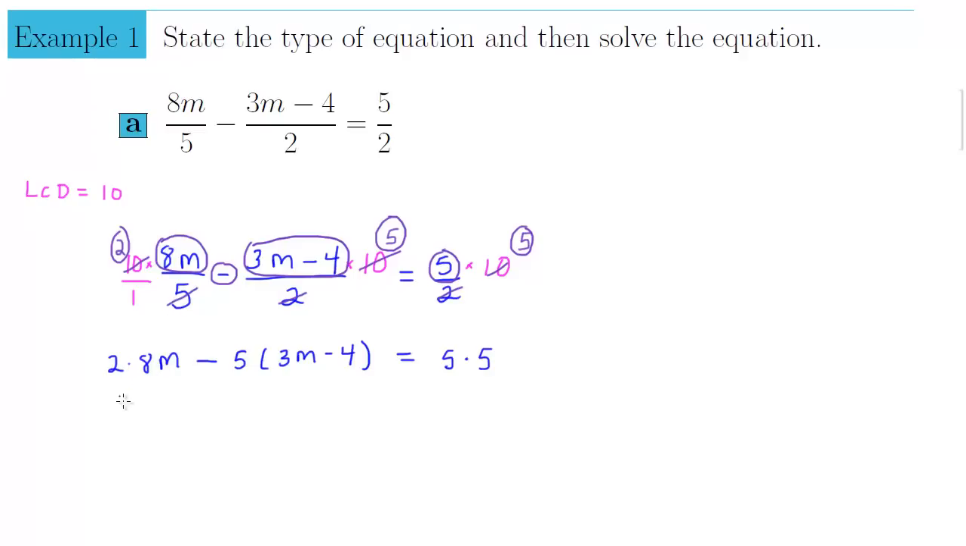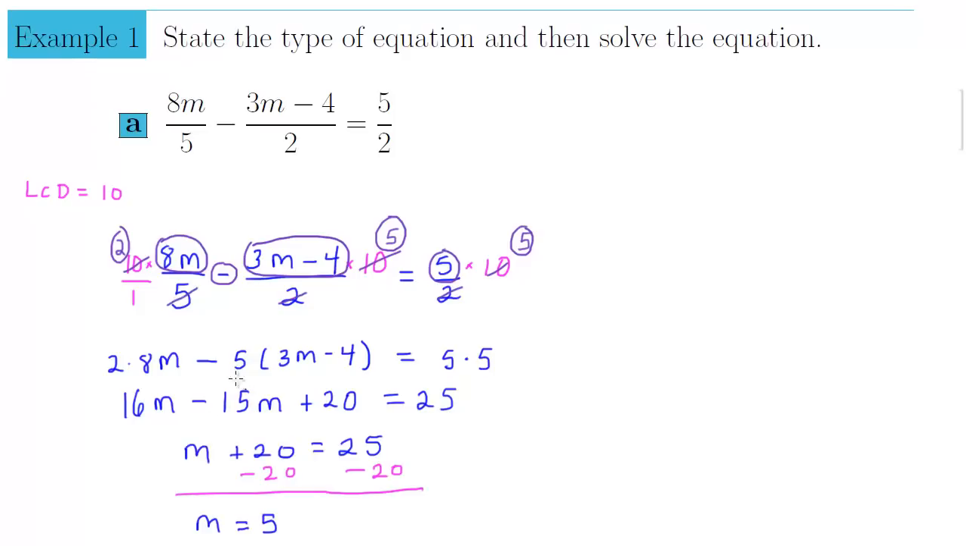So I'll clean this up. This is 16m. Distribute out my negative 5: minus 15m plus 20 equals 25. Now this is clearly a linear equation because all we have is a variable to the first exponent, to the first power. So I'm going to collect like terms and then isolate my variable.